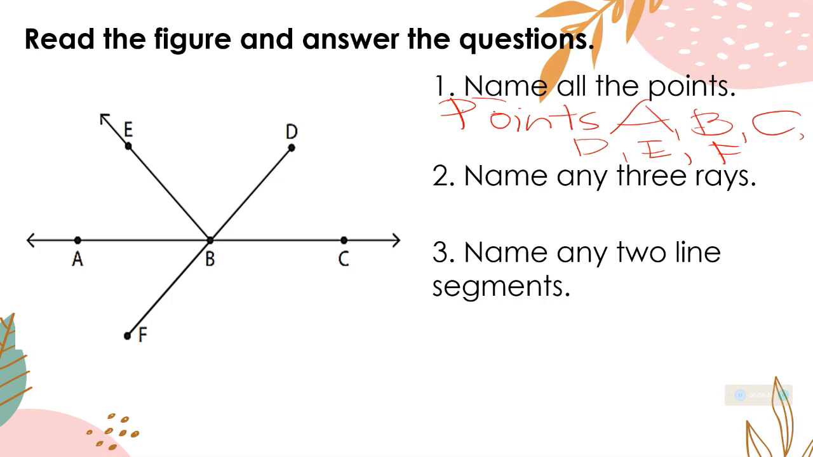For number 2, name any three rays. Using the symbol for ray, we have ray BE, another is ray BA, and the last is ray BC. I hope it is clear, because when we say ray, it is with the starting point going to the point with the arrowhead.